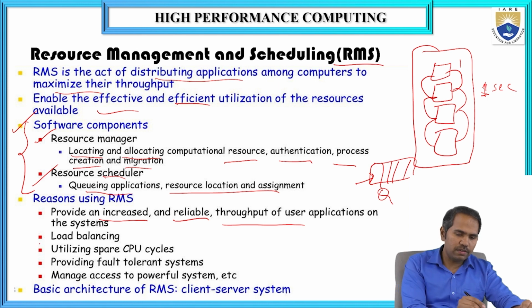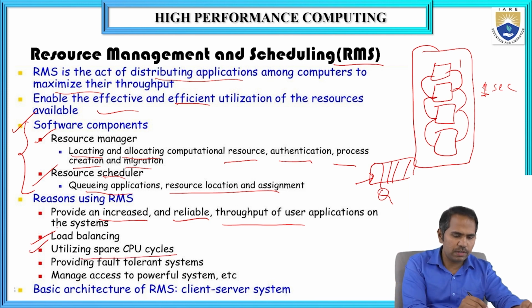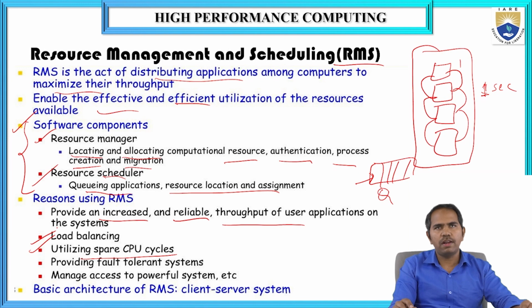Load balancing is a very important one. We should not give a heavy load to a particular system; the load has to be balanced and distributed across the different systems. Then, utilizing spare CPU cycles. These are the reasons to use RMS. Next, providing a fault tolerant system.